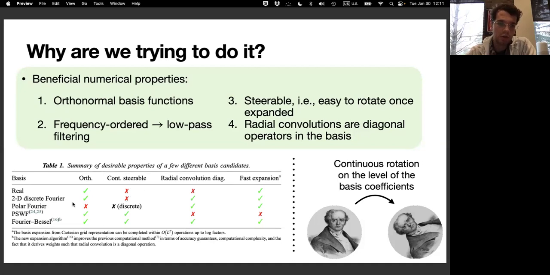Okay, I have a table here just comparing this basis with some other ones that you might be caring about. So we will look at this last row here. That's the Fourier-Bessel row. And the first column is whether or not this is orthonormal, if it's continuously steerable, if you have this property about radial convolutions, and then lastly, if there is a fast algorithm that expands images into these spaces. Okay, so basically the next half hour will be just about this bottom right green check mark right here. Okay.